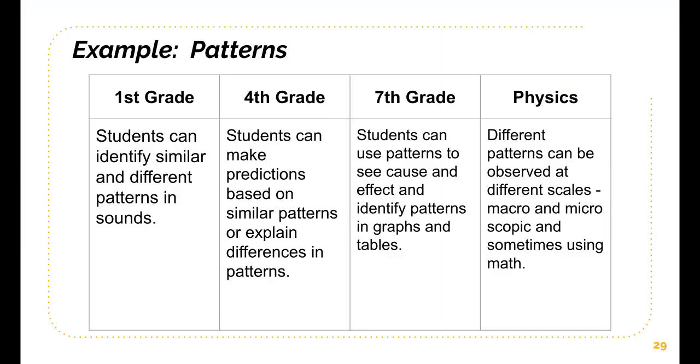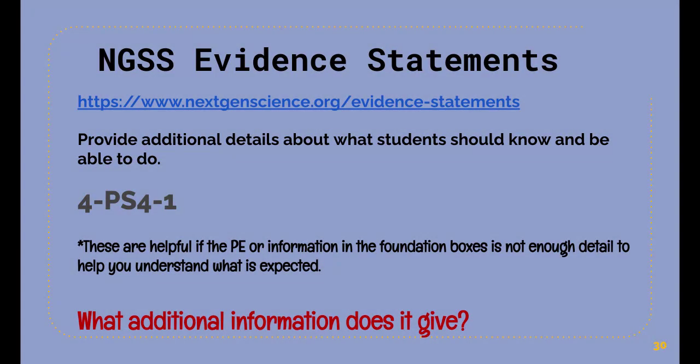So here we can see how 1st grade, 4th grade, 7th grade to physics, just like we did with the others, the ability to look for and observe patterns gets more complex, and students just get better at it the more experience they have. They should be really good with patterns by the time they get to physics if they've had this experience in the other grade bands.